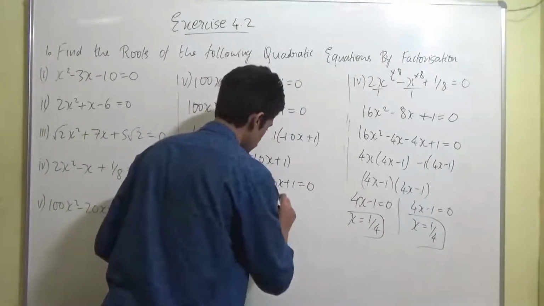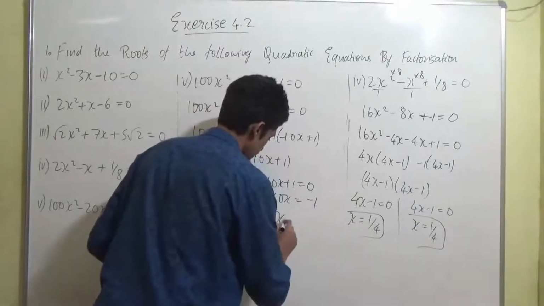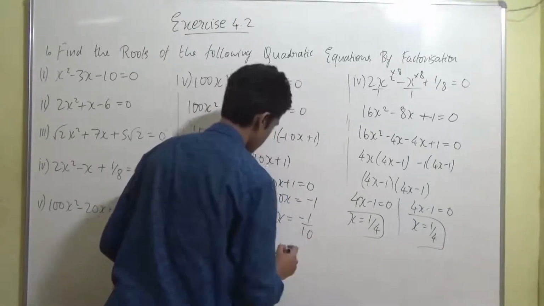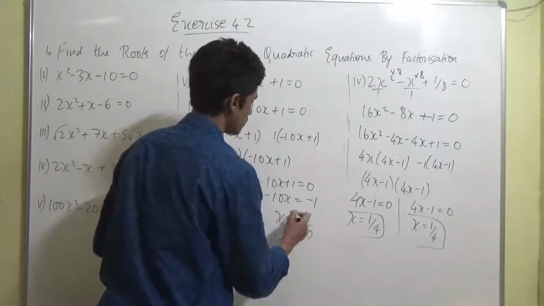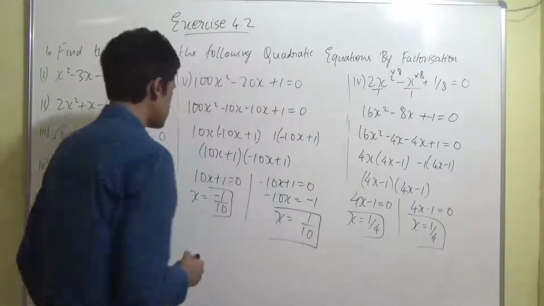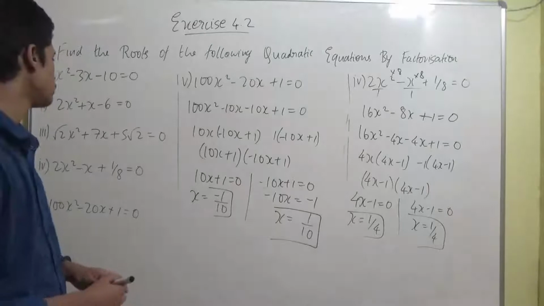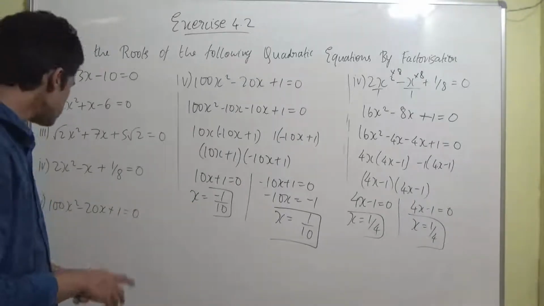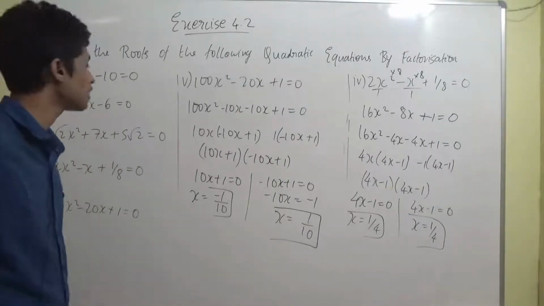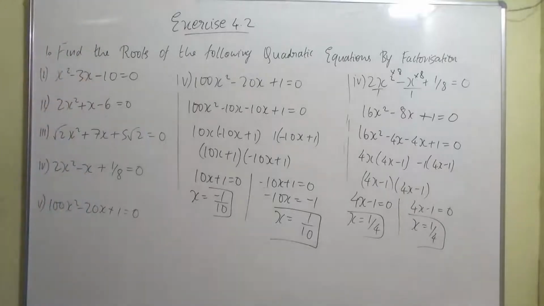Correct? No. What will happen? This will become minus 1. x will become equal to minus 1 by 10, I mean minus of minus 10, so it will become plus. So x equal to 1 by 10 and x equal to minus 1 by 10 are the solutions of the fifth sub question. So now I'll move ahead, guys. You can take the screenshot. After that, let's go to the second main question of this exercise.